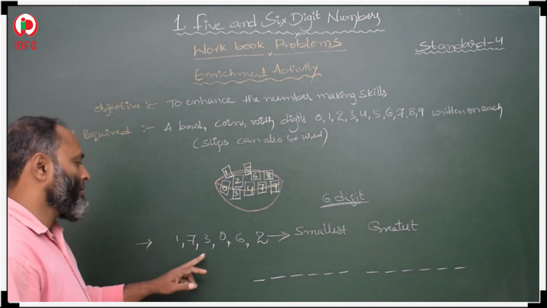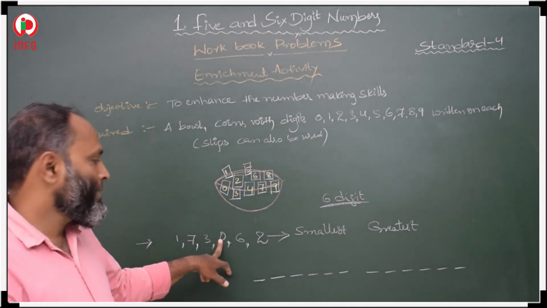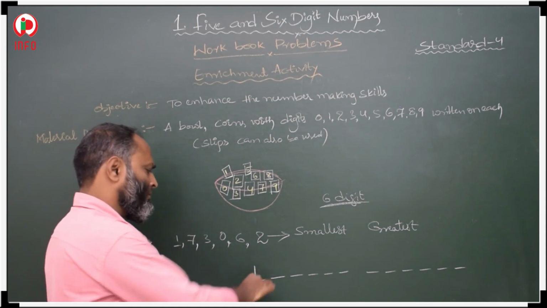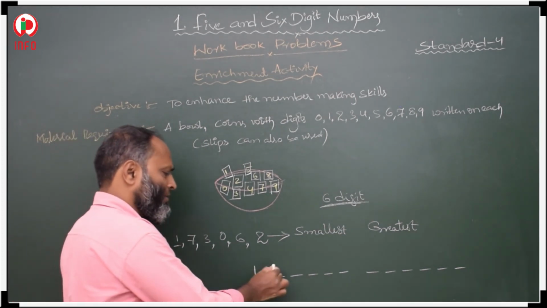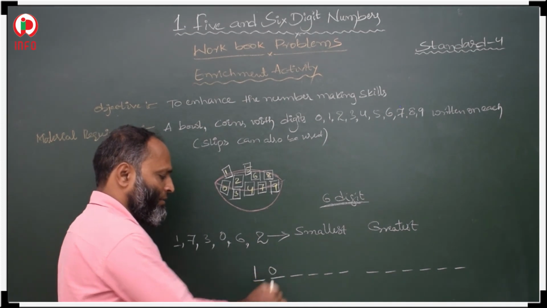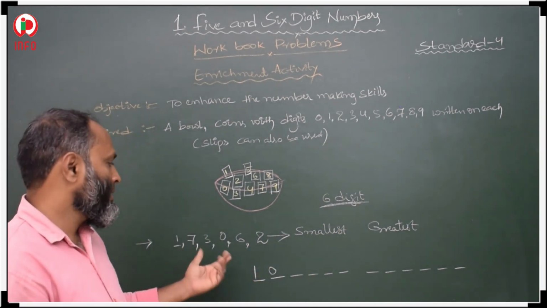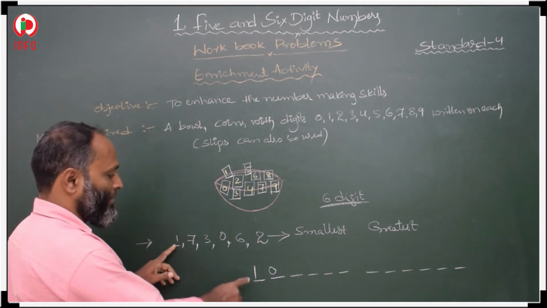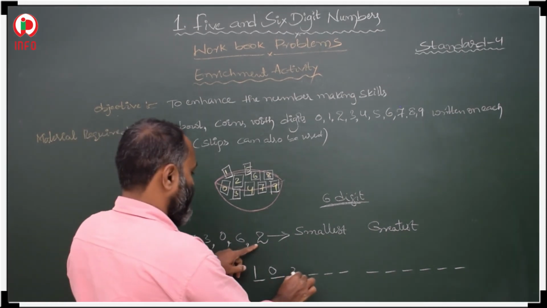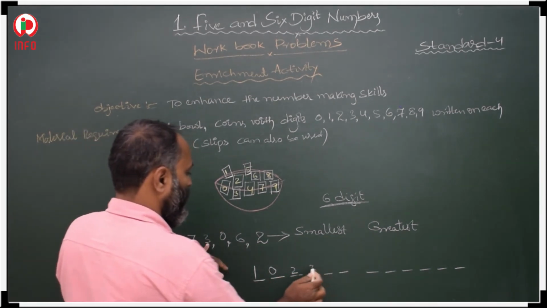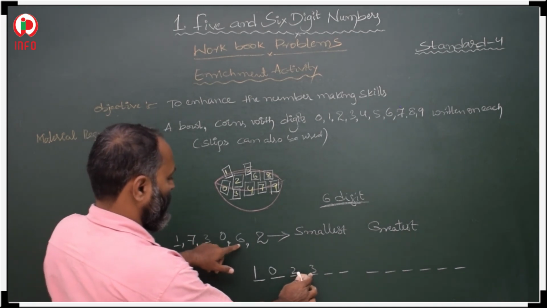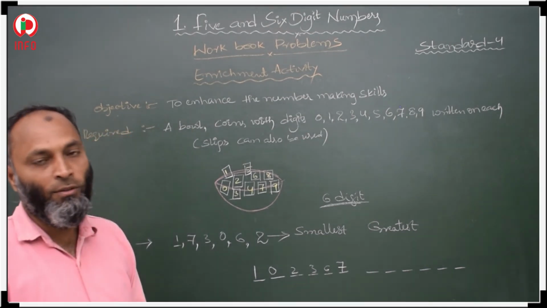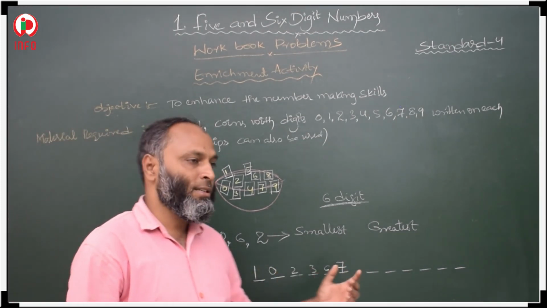Smallest means here, don't keep 0 at the very beginning. So you have to take the second smallest digit. What is the second smallest digit? 1. And after that you have to take 0. So in this way we arrange when the smallest number is asked. First 1 and 0. After that, greater than this is 2. Greater than 2 is 3. Greater than 3 is 6. And greater than 6 is 7. In this way we arrange, and then you will get the smallest 6 digit number.